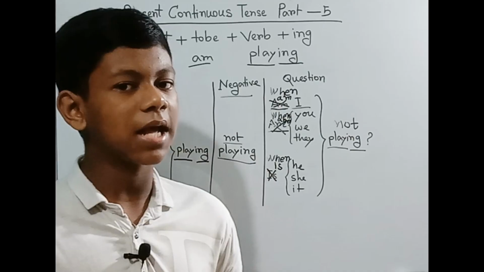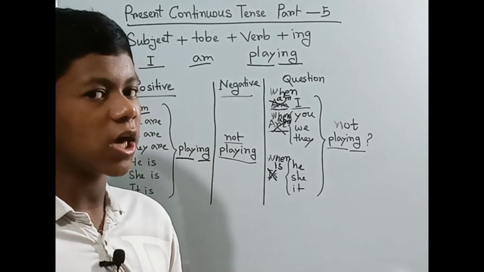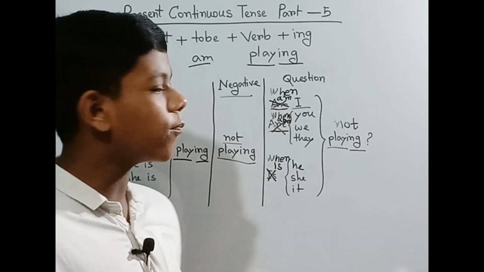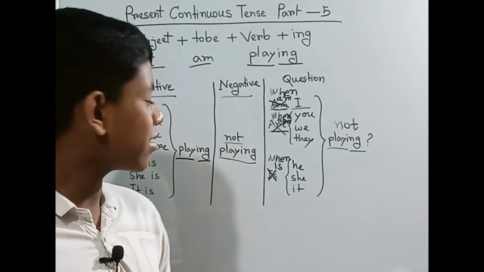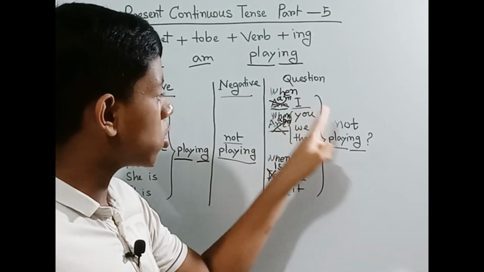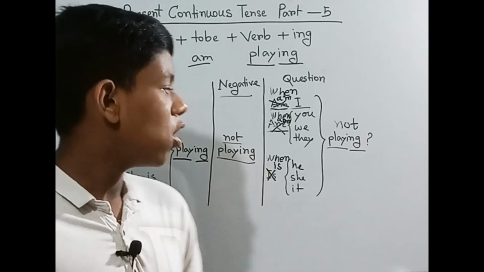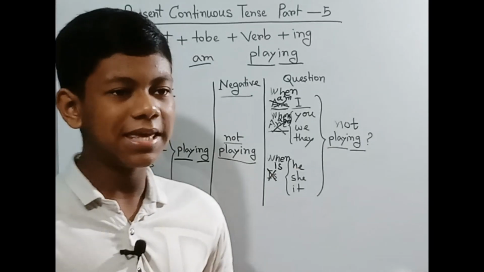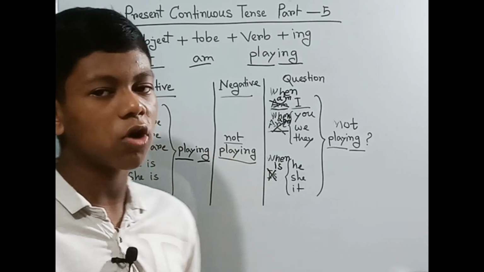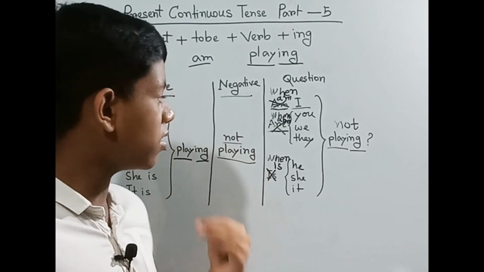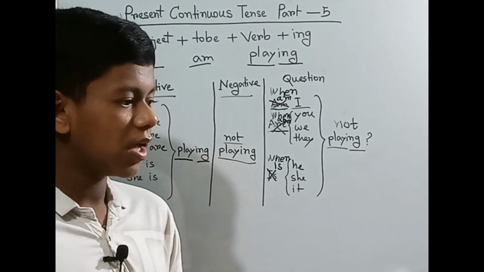Now we will learn how we can use the negative form of question with WH words. We just have to add the not after the subject. Then our sentences are like this: when am I not playing? When are you not playing? When are we not playing? When are they not playing? When is he not playing? When is she not playing? When is it not playing? When is Kodim not playing? Okay, then our sentence is like this. It's very simple.